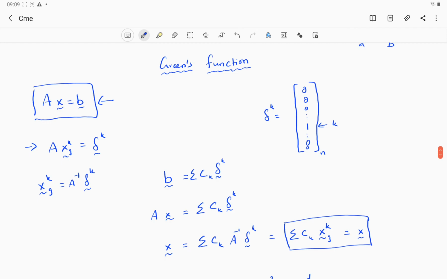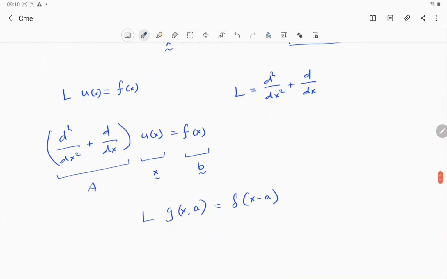So I hope you understand the geometrical way of thinking of how the Green's function is operating. And one more thing, this A is a linear operator which is acting on x. Similarly, in order to have this Green's function work, this L has to be a linear operator. So that's one important fact we need to remember.